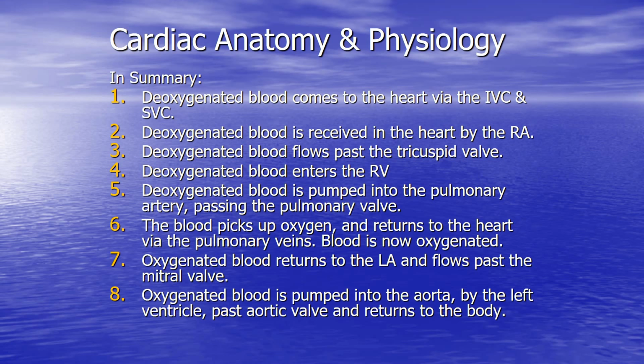Oxygenated blood returns to the left atrium and flows past the mitral valve. Oxygenated blood is pumped into the aorta by the left ventricle, past the aortic valve, and returns to the body.